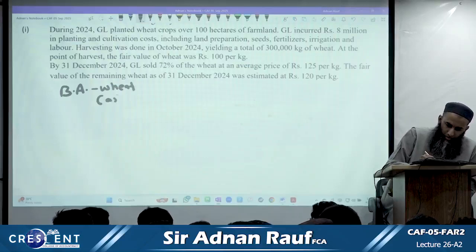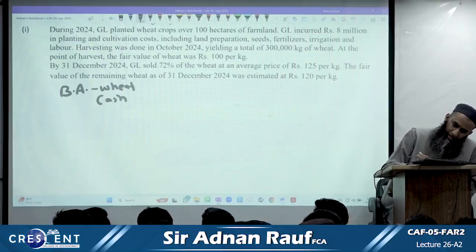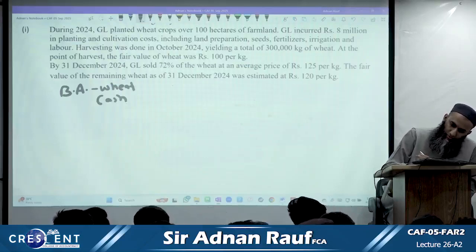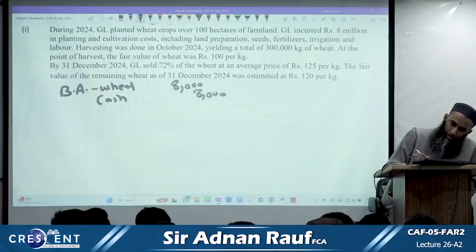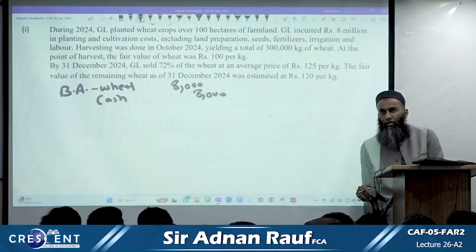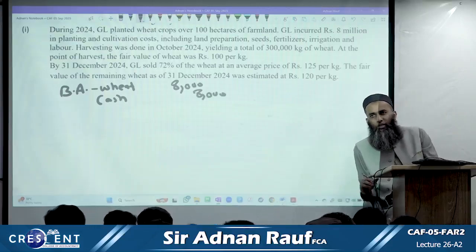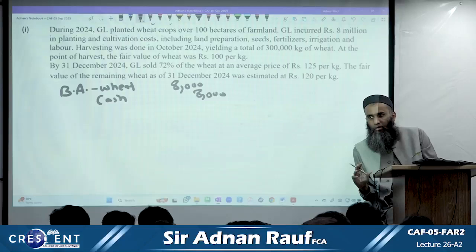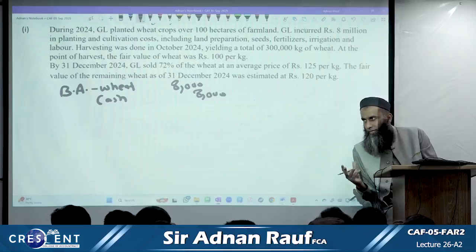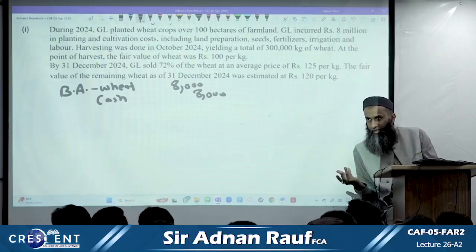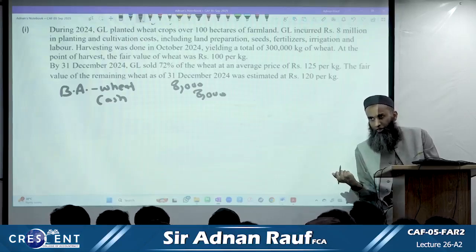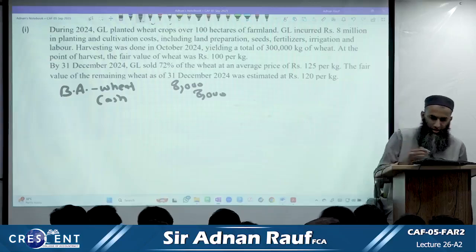Biological asset debit and cash credit, 8 million. We can do it in thousands, right? 8 million. Any question? Have you bought the biological asset or have you done something else? It is biological. How have you bought it? Have you bought seeds? And then have you brought it here by paying money to other people? Biological asset debit, cash credit.